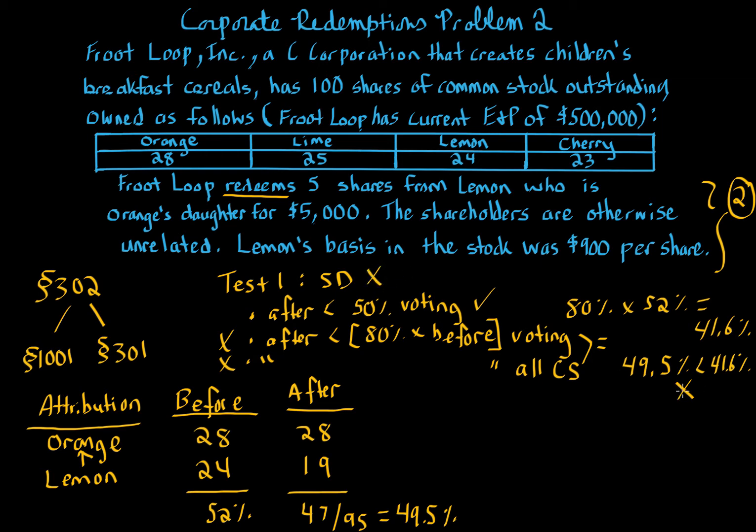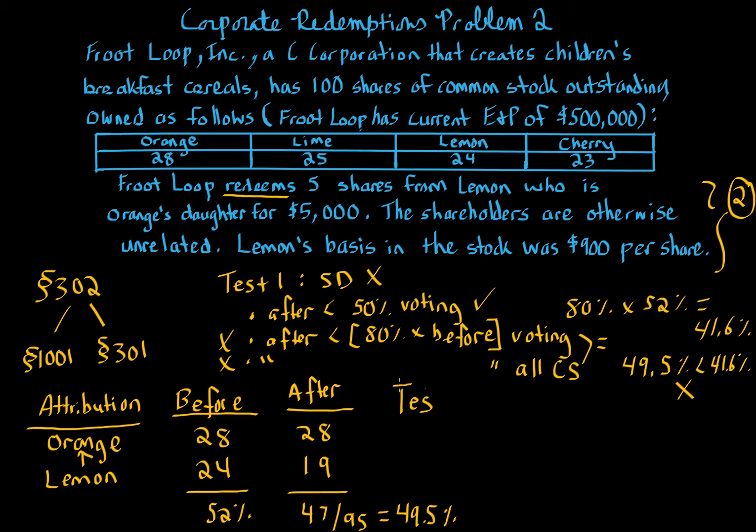Okay, so we go to test 2, complete termination. So again, for complete termination to apply, even if you have the family attribution waiver, Lemon can't have any shares of stock. So we failed test 2, complete termination. Test 3. So in test 3, we have partial liquidation. Nothing in the facts suggests a partial liquidation issue. So then we go to test 4, not essentially equivalent to a dividend.